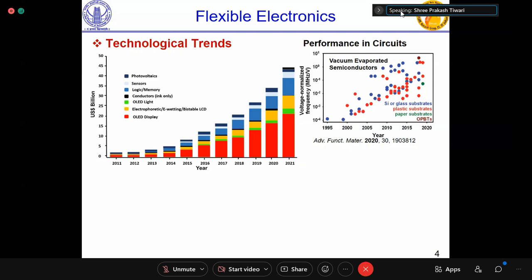Now, why voltage normalized frequency? Because in general, if you apply high voltage, you will get higher current, and higher current means better performance, right? So voltage normalized is like you want to compare things on the same scale.